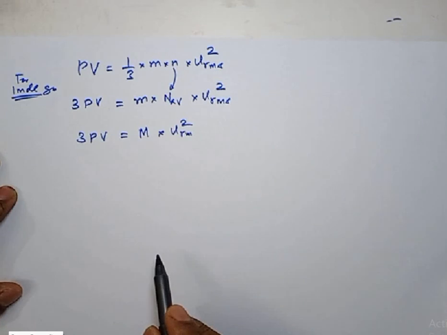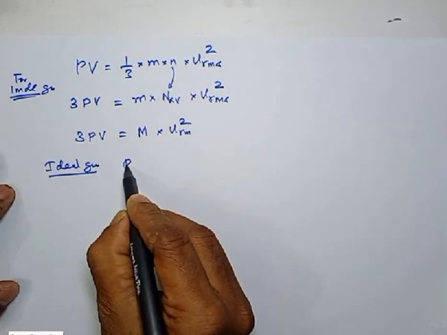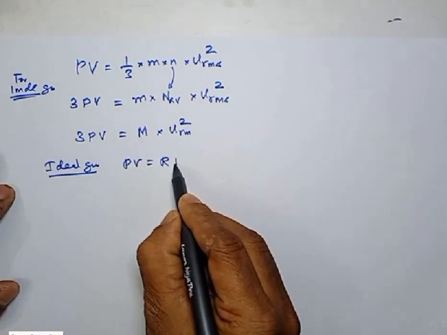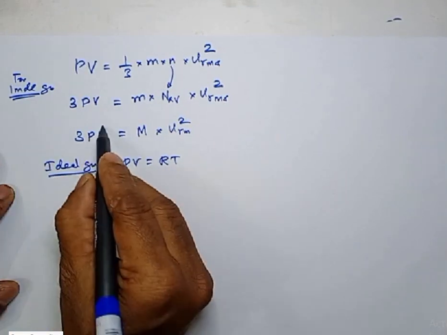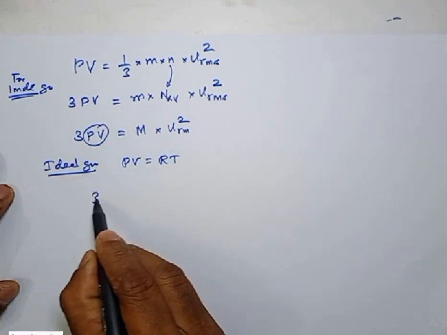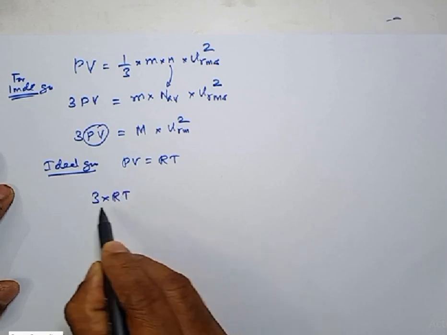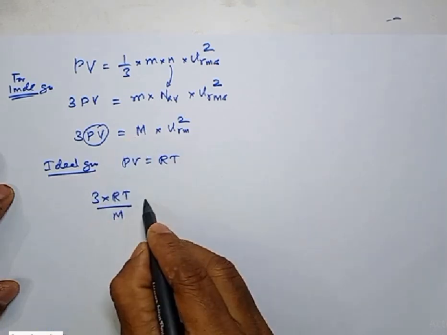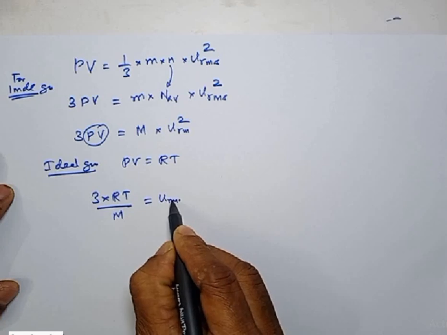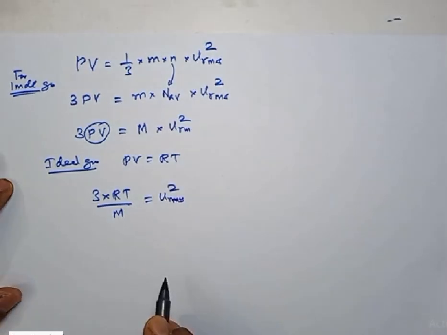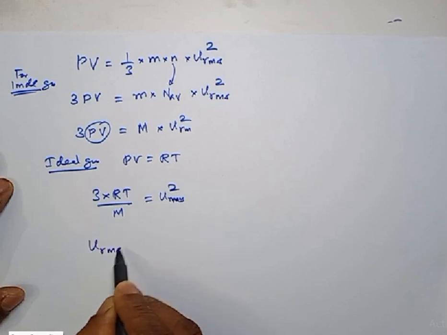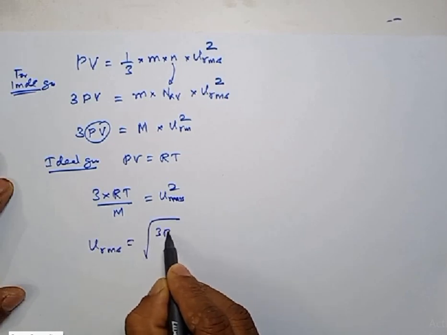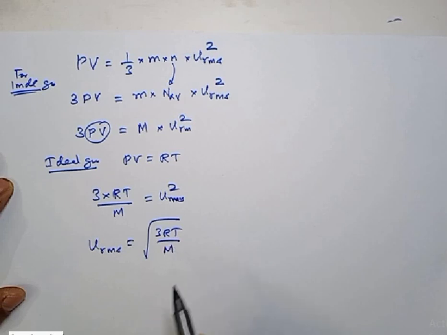In the case of an ideal gas, PV is equal to RT for 1 mole. So in place of PV, you put RT, and you get 3RT by M equal to URMS square. Now take the square root, and you get URMS. So URMS is equal to the square root of 3RT by M. Take it down.